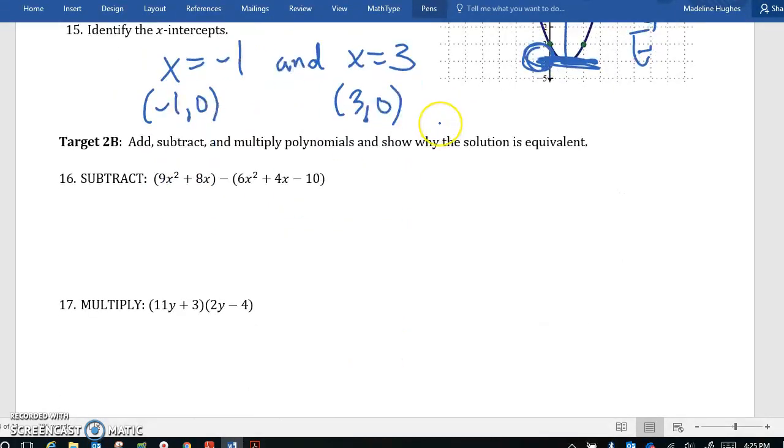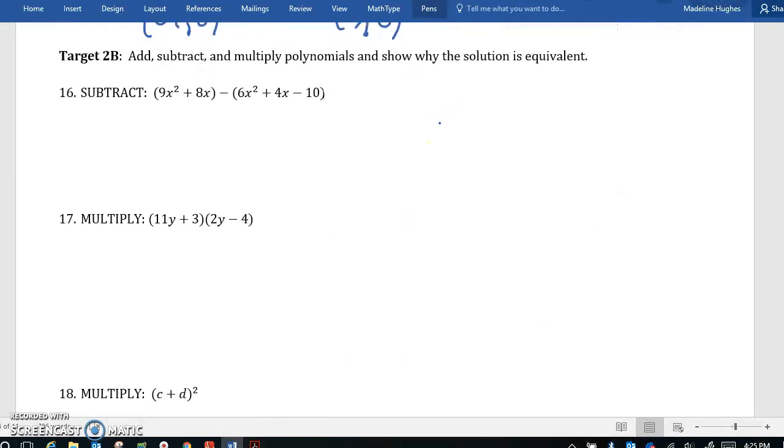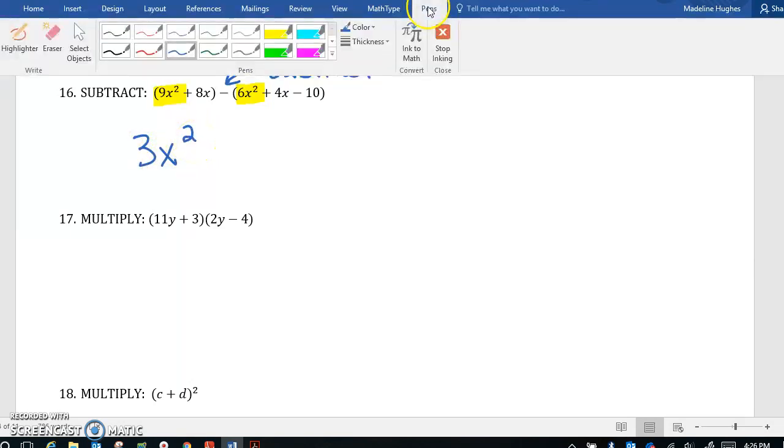Okay, target 2B. Add, subtract, and multiply polynomials to show why the solution is equivalent. So here we are subtracting. So we look for the like terms. So 9x squared and 6x squared. And again, I said this, but pay attention to the sign in the middle. We are subtracting. So 9x squared minus 6x squared gives us 3x squared.